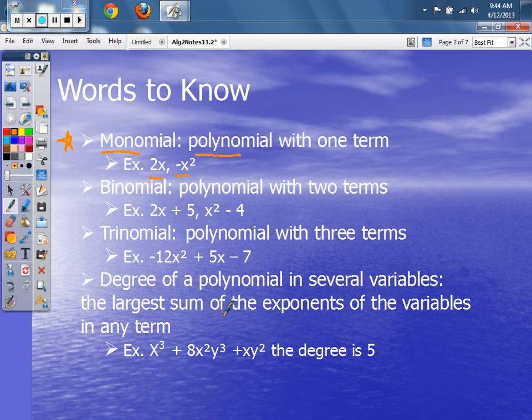A trinomial is a polynomial with three terms, and so on. After that, I don't think they have any special names. I just call it a polynomial with four terms or something.